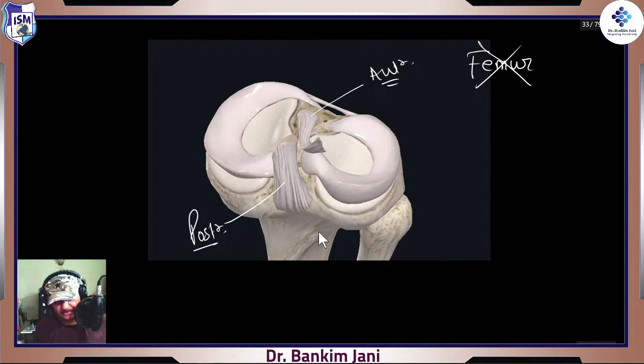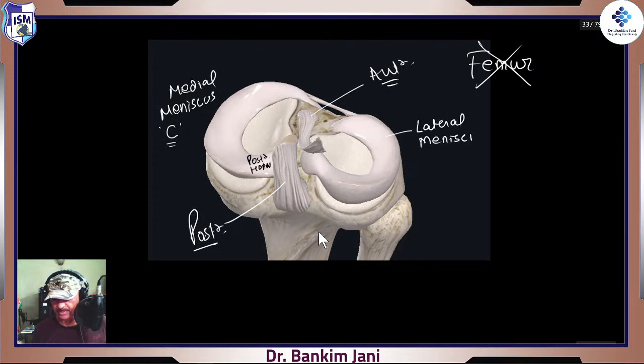And see, this one is medial meniscus, right? This medial meniscus is C-shaped, right? So that's why this one would be the posterior horn, okay? And this lateral meniscus is almost like a full circle, right? It is like a full circle. Good.